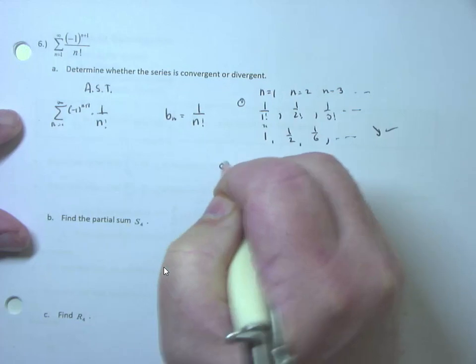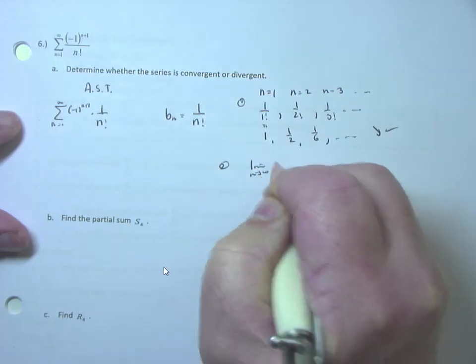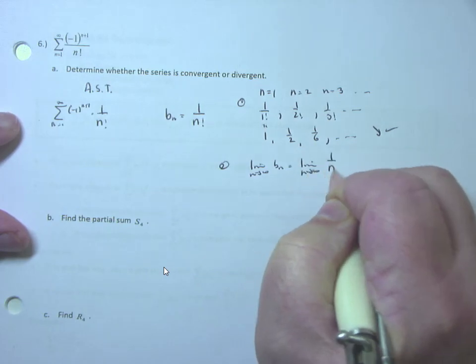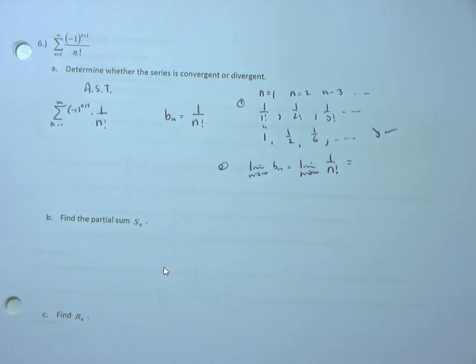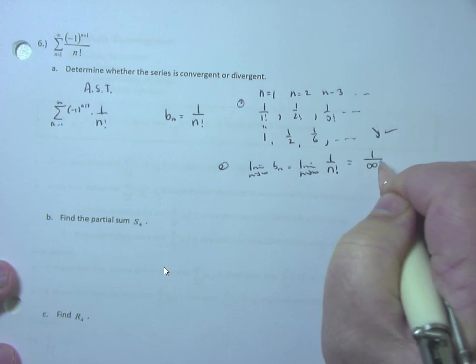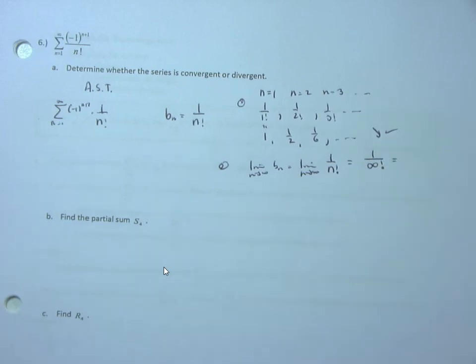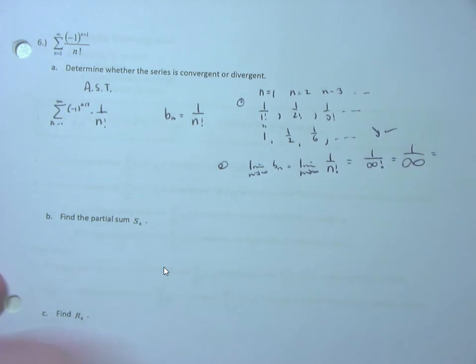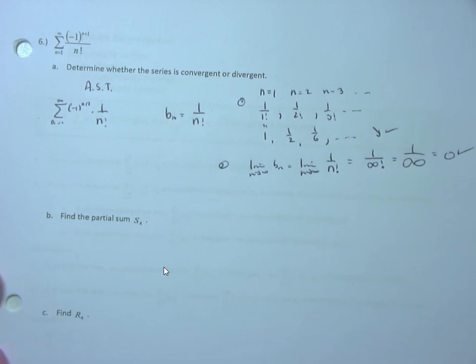The second thing you need to check is the limit as n approaches infinity of the Bn. This will be the limit as n approaches infinity of 1 over n factorial. So replace your n with infinity. I get 1 over infinity factorial. Well, let's think about it. What is infinity factorial? That's infinity times infinity minus 1 times infinity minus 2 times infinity minus 3, and so on. That's like infinity on steroids. It's huge. So this is 1 over a really big infinity, and 1 over really big infinity is 0. So the limit goes to 0.